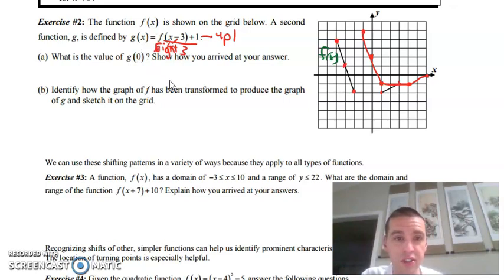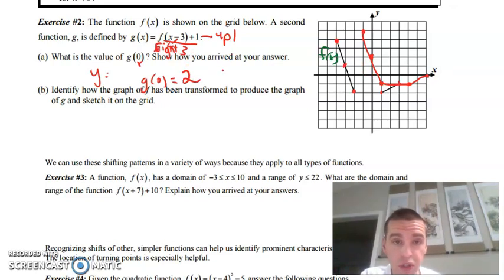And so in part A, it says, what is the value of g of 0? Well, there's two ways to do this. One, I graphed it, and g of 0 is when the x value is 0. So I want to know the y value. So g of 0 equals, well, I go here, up 2. So g of 0 equals 2.